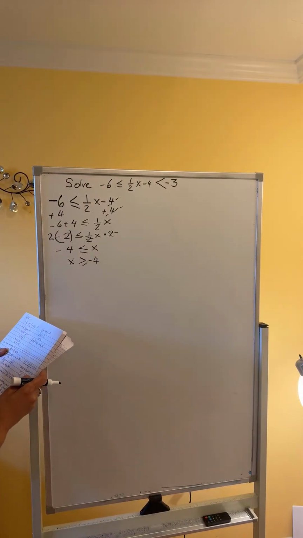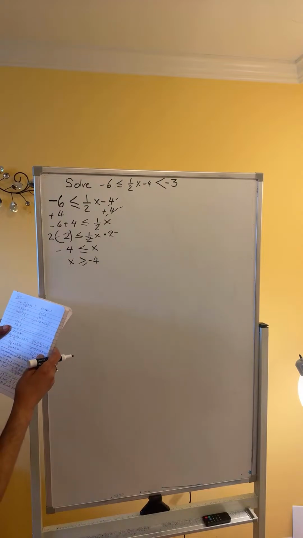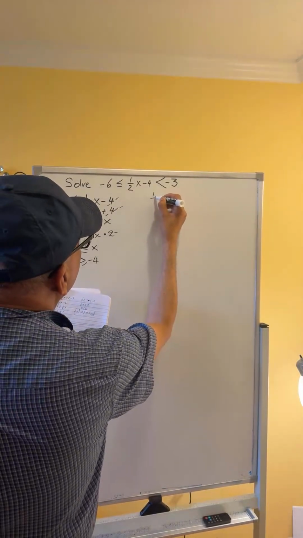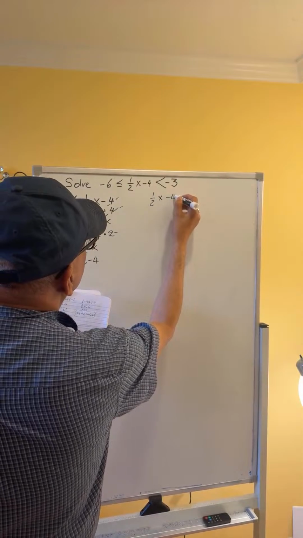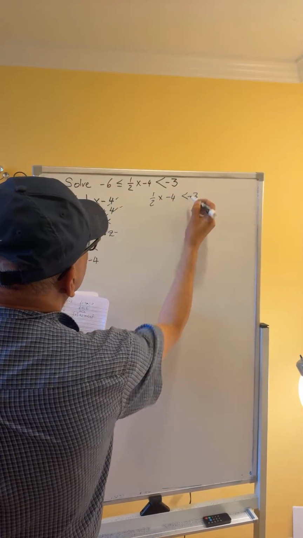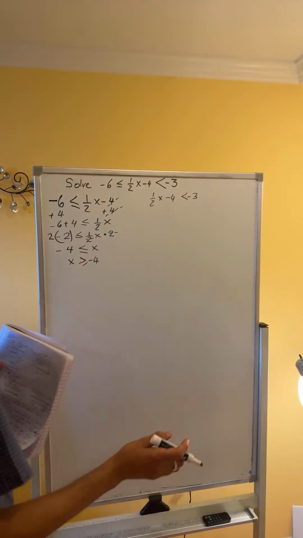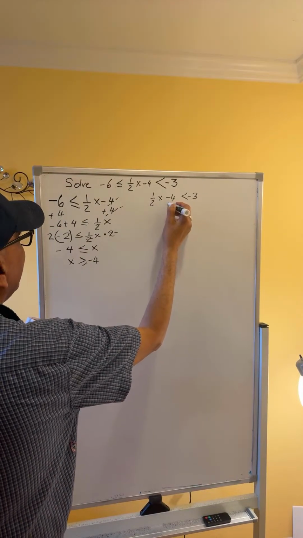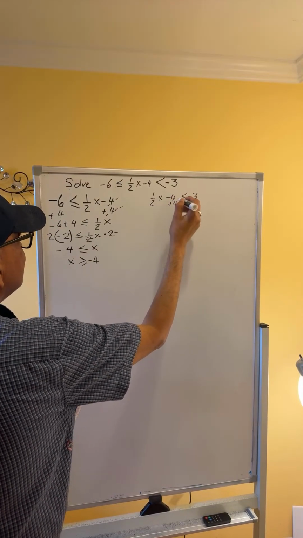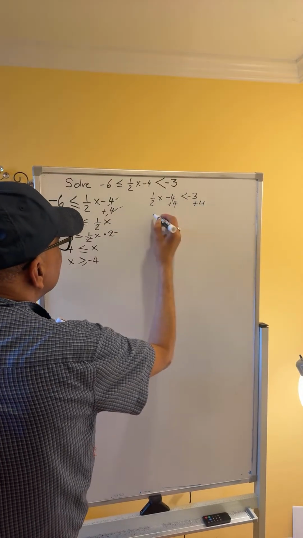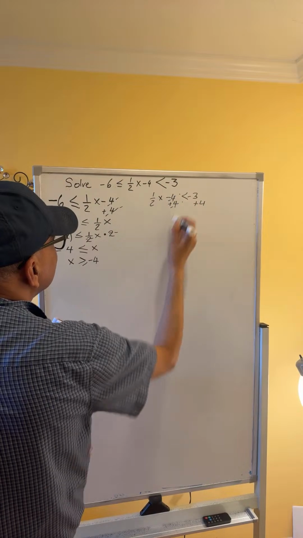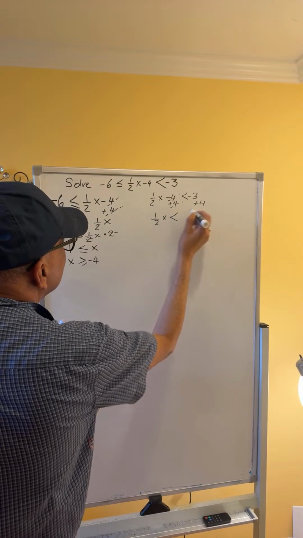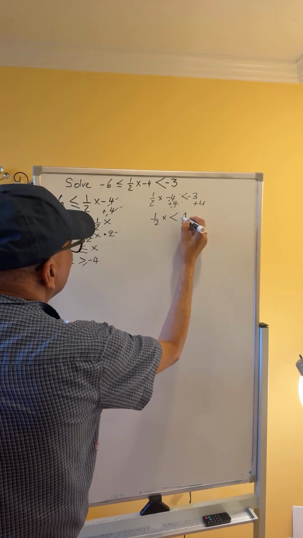Now, let's look at the other inequality, which is half x minus 4 less than minus 3. Again, separate the constant term from the unknown variable x. So we add 4 on both sides. Opposite of minus is plus. So when we do that, this minus 4 cancels with this plus 4. So we have half x less than 4 minus 3 is 1.